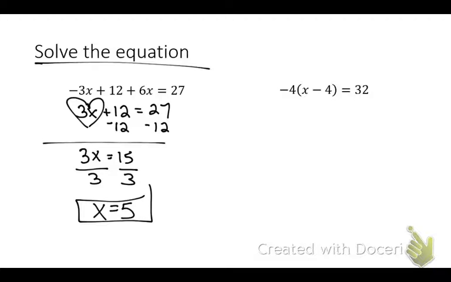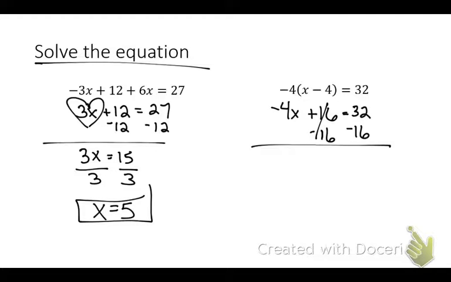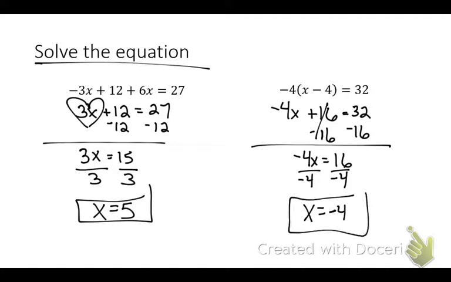Negative 4 times x is negative 4x plus 16. We saw a lot of mistakes with that second distributive. Did you guys get that? Plus 16 equals 32. Check your work. 2 negatives, even number of negatives. So negative 4x equals 16. Divide both sides by negative 4. X equals negative 4. Did you guys get it?